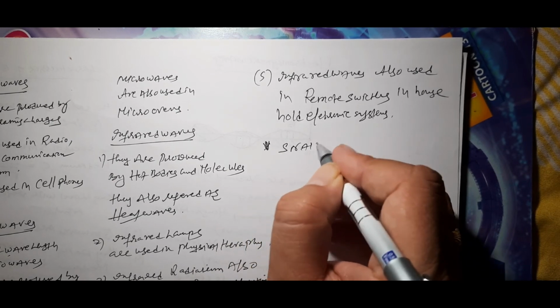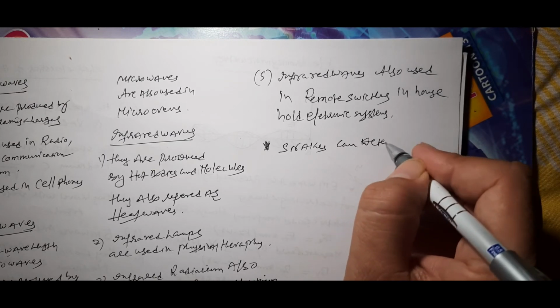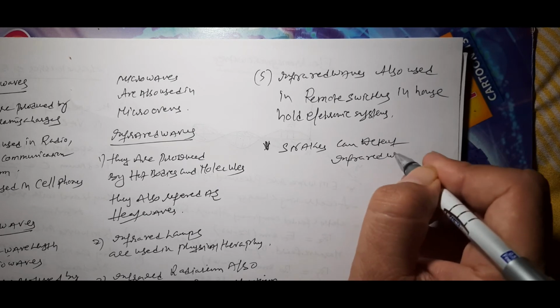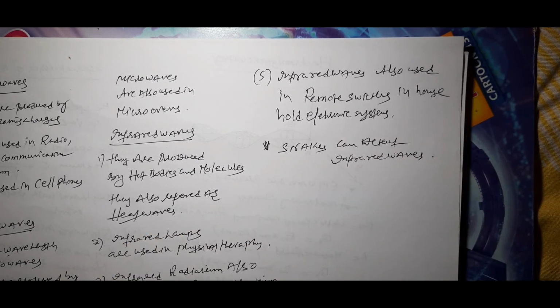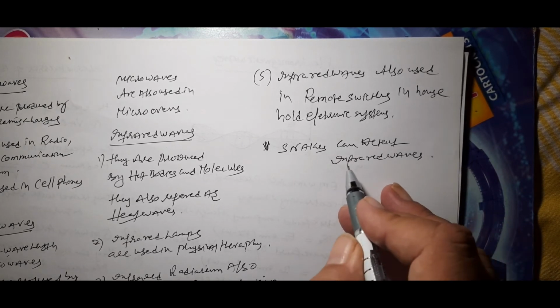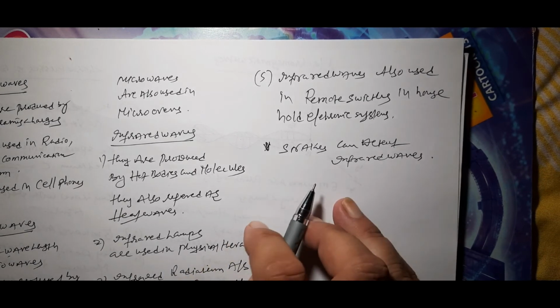A very important point you have to remember: snakes can detect infrared waves. We are unable to detect infrared waves. Our eye is not sensitive to infrared waves. Our eye is sensitive only to the visible region. But snakes can detect infrared waves. This question was asked in last year's public examination, so please note this important point.